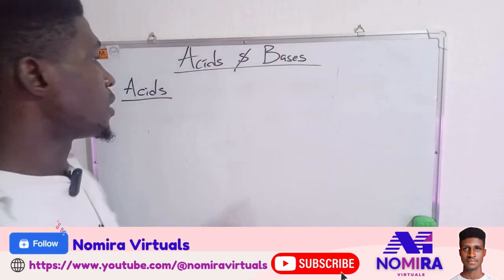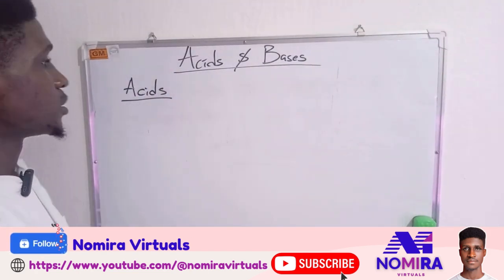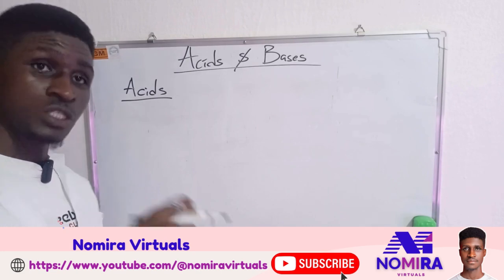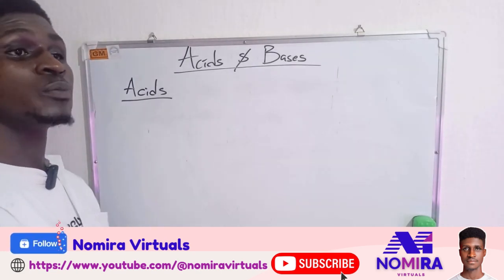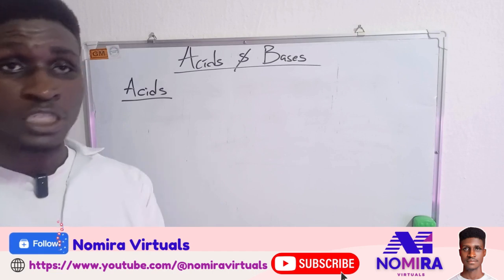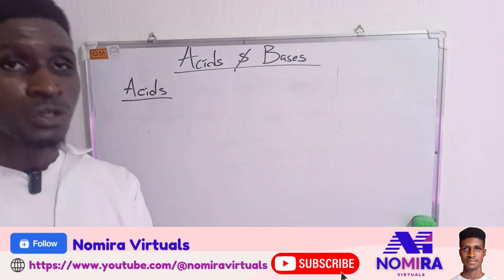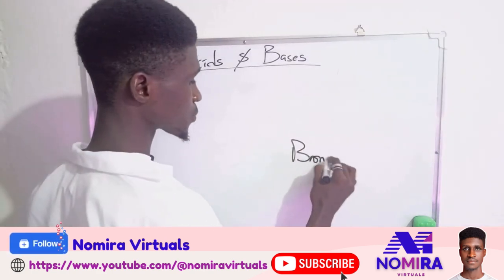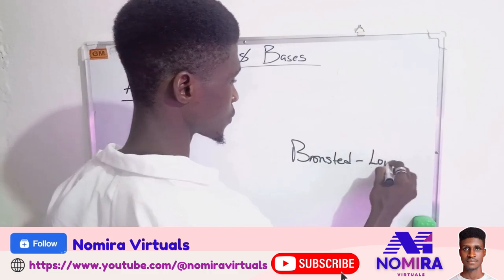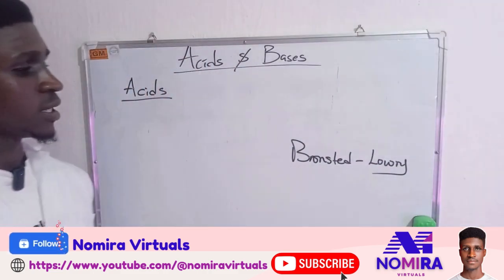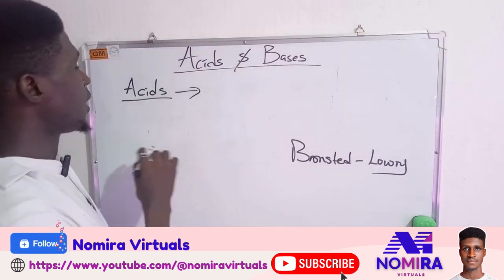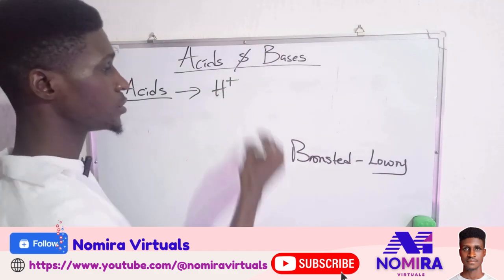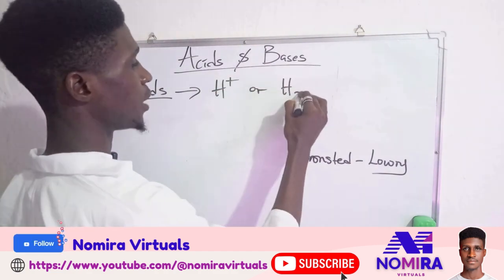Acids. According to Bronsted-Lowry, they defined acids as any substance that, when you dissolve it in water, produces a proton, which is in the form of hydrogen ion or hydronium ion. Now these two guys, Bronsted-Lowry, say that acids produce what? Acids produce hydrogen ion or hydronium ion.